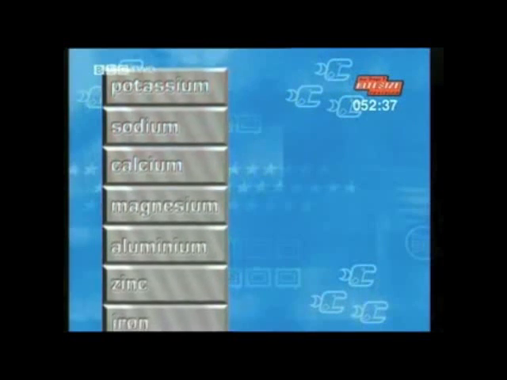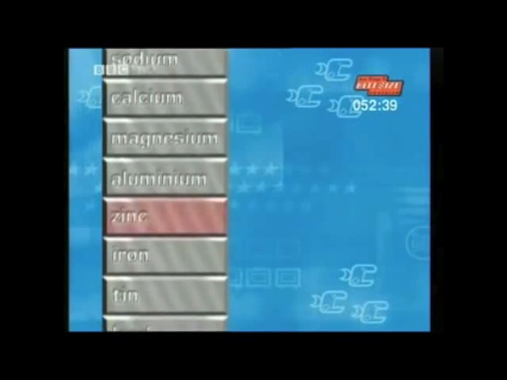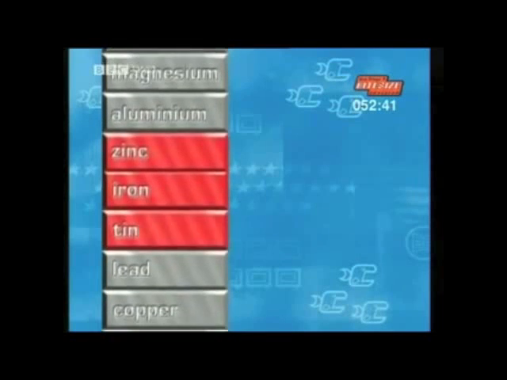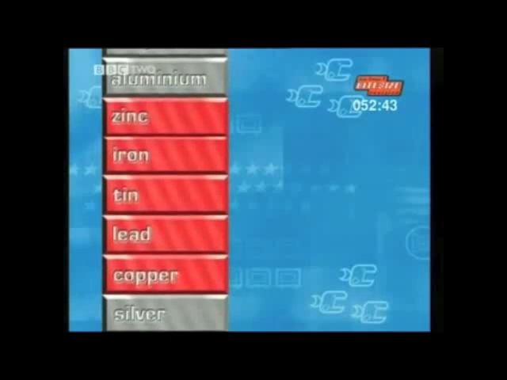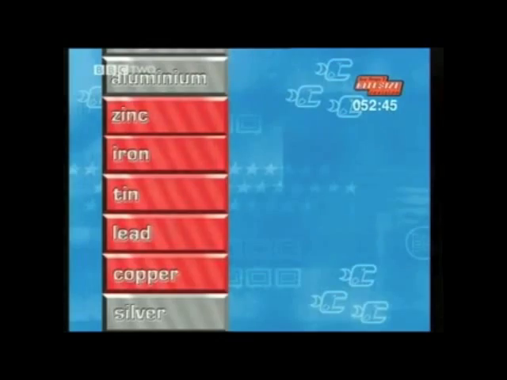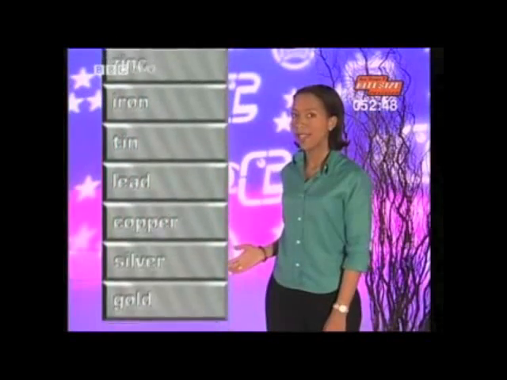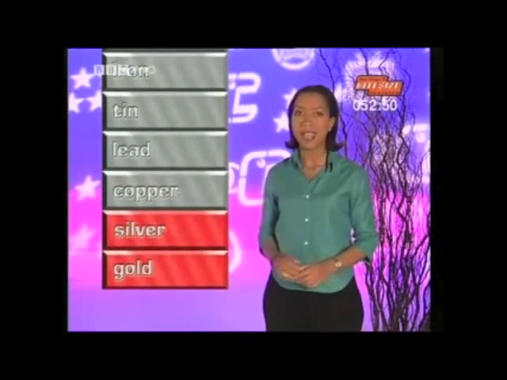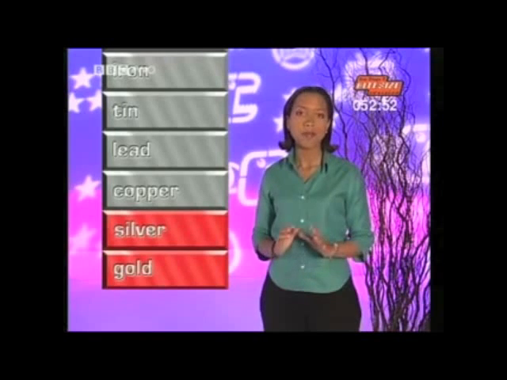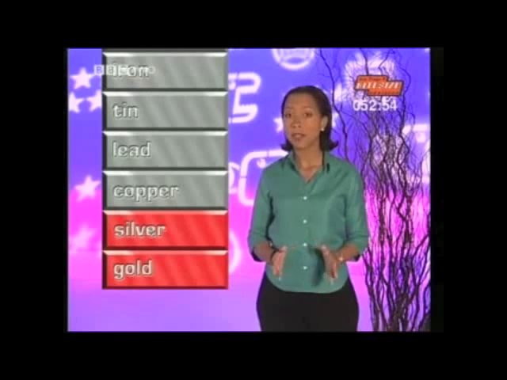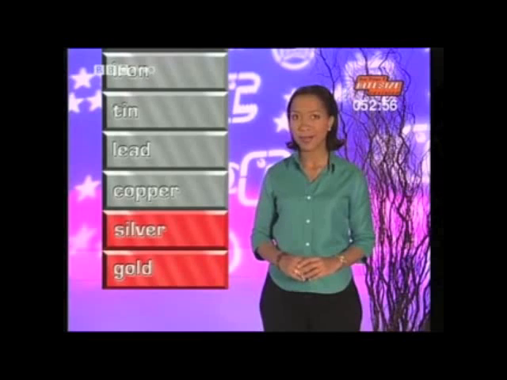As we go down the table, the middle group of metals are zinc, iron, tin, lead, and copper, which are less reactive. Right at the bottom of the reactivity table are silver and gold. These are very unreactive, which is why we use them for jewellery, cutlery, and fillings.